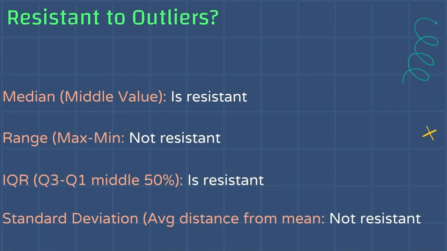And standard deviation is not, because it's the average distance from the mean. If we add 100, the average distance increases by so much, so it's not resistant. Oh, and also the mean is not resistant as well, because if the total amount of data is 10 over 50, and then we add 100, so it's 110 over 50, the mean changes definitely.